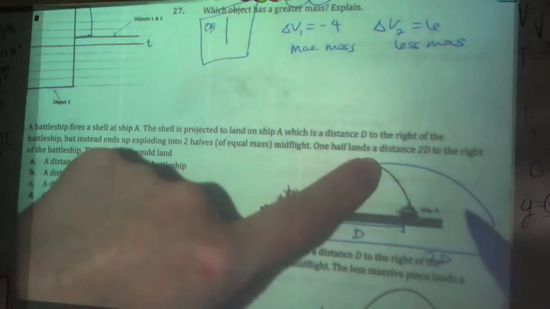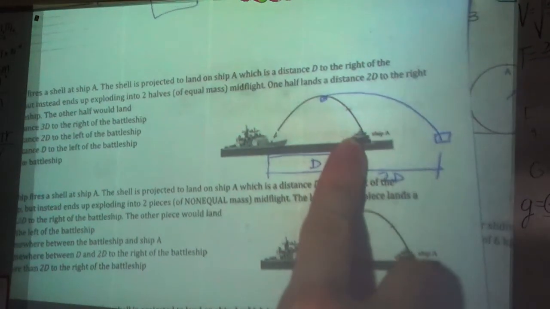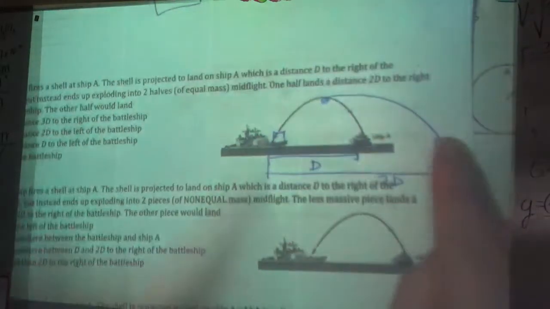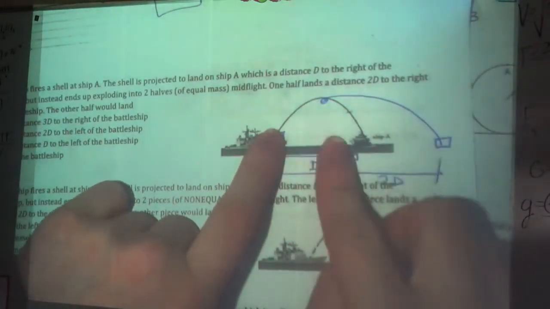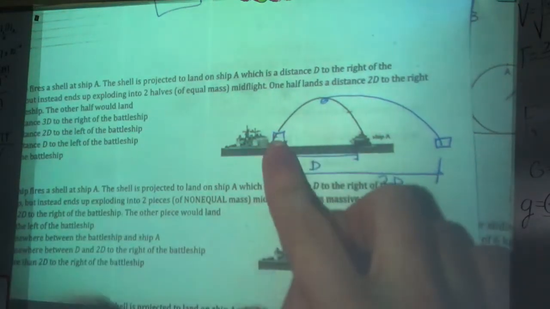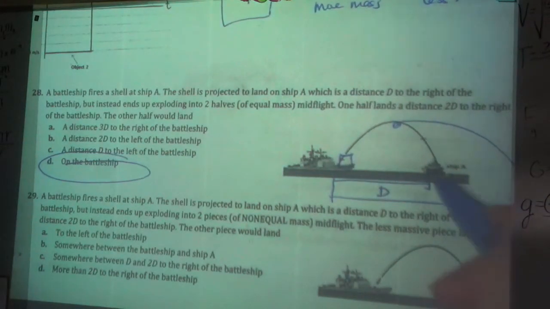So the average of them, like the center of mass, is at an imaginary point. If this is half the mass, and the center of mass has to be here, then the other half has to be right here. Because equal masses, equal distance apart, would cancel out to be the average in the center where it should have landed. So that means it landed on the battleship. Because these have to be equal distance with the equal masses to average out to still land at ship A.